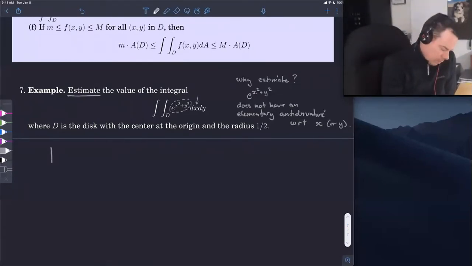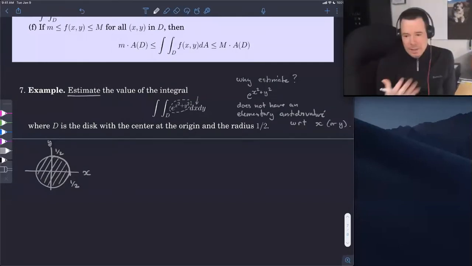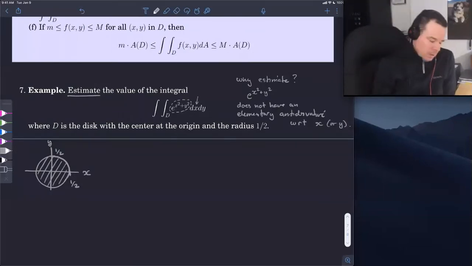So what we'll do is we'll sketch our region. And so it's a circle. We've got our radius of a half. So I'll just indicate that along the axes here. And this is the region that we're going to be wanting to integrate over. That's our domain D. And if we want to estimate, and we know in this case we can't find an elementary antiderivative, so the best case scenario we have is to use property f above.